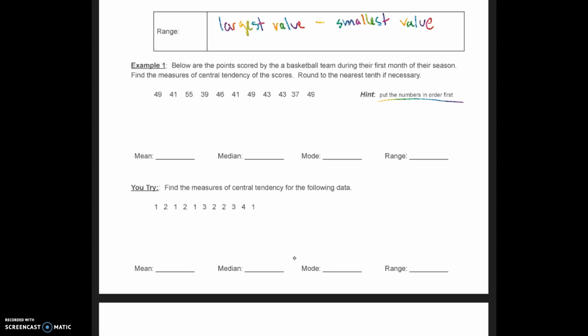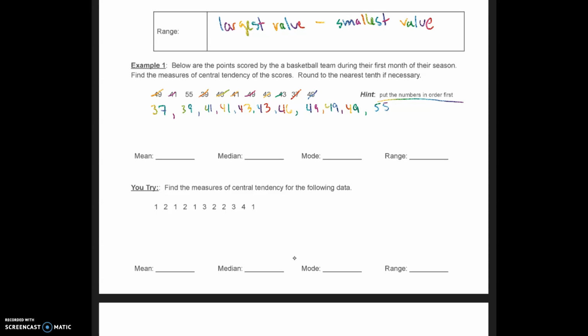I kind of cross them out as I go, so 37 looks like the smallest, and then 39, and then it looks like there's two 41s. And then, what do we see? Two 43s. Those are the next biggest. And then it looks like we got a 46. And then we have three 49s. 1, 2, 3. And then last but not least, we have 55.